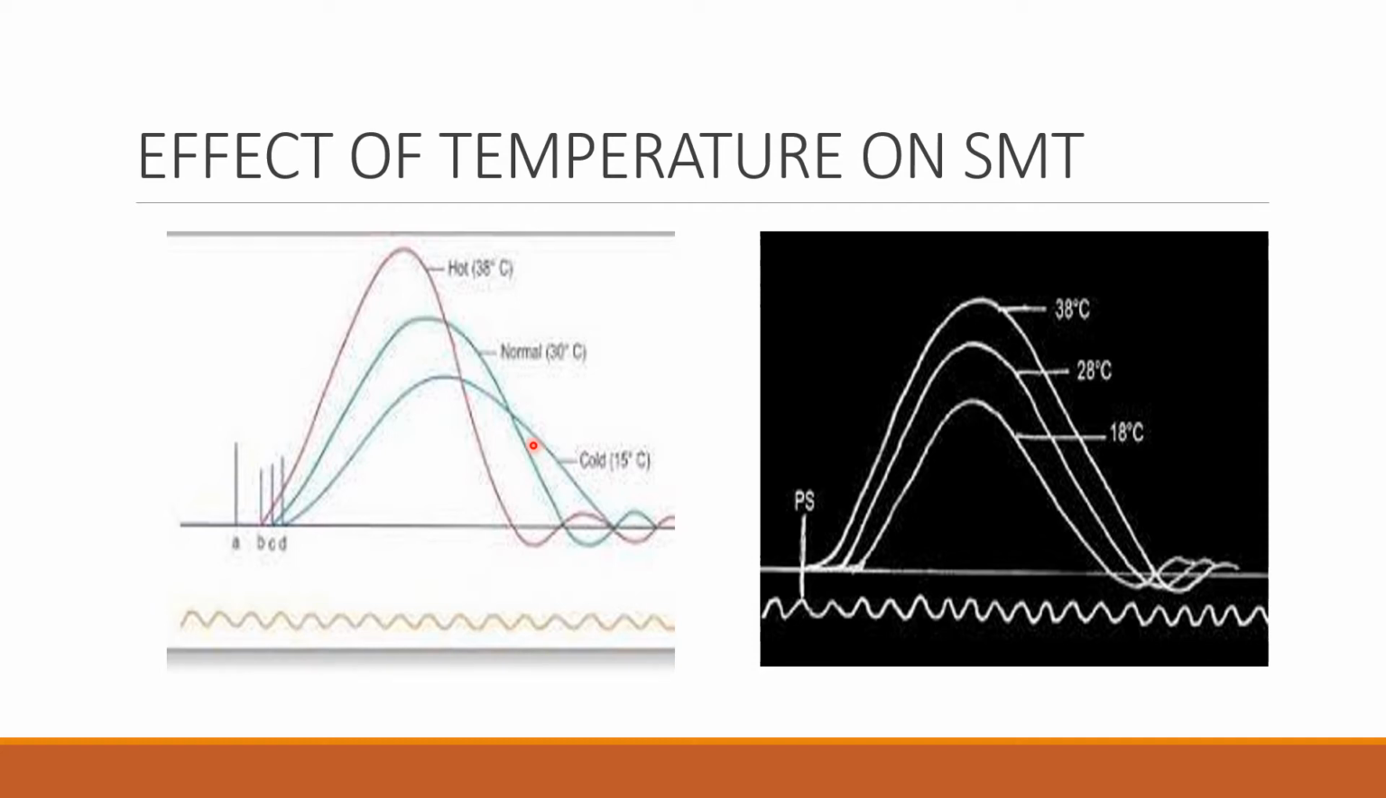Okay, so what is happening when you increase the temperature or decrease the temperature means there will be change in the rate of conduction velocity in the nerve and also viscosity of the muscle and enzymatic chemical activity of the muscle will be changed. So that's how the amplitudes and periods of this SMT will be changing. So what happens when you increase the temperature to 38 degrees, that is warm temperature. Okay, so 38 to 40 degrees temperature.